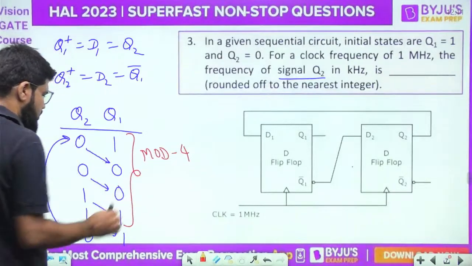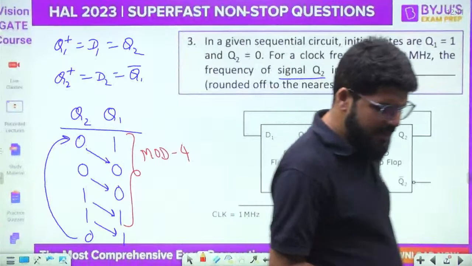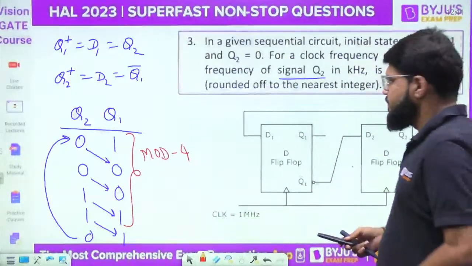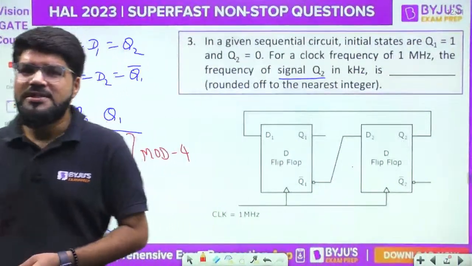It is mod 4. How many different states are available? It is the mod 4 case, very clearly. So then what is the answer?